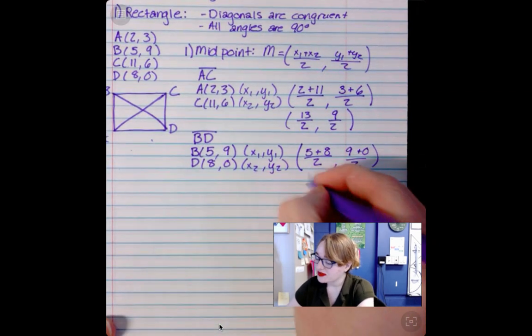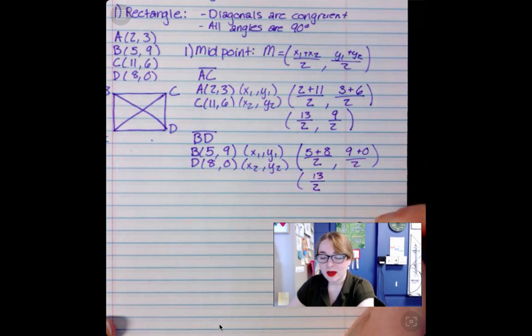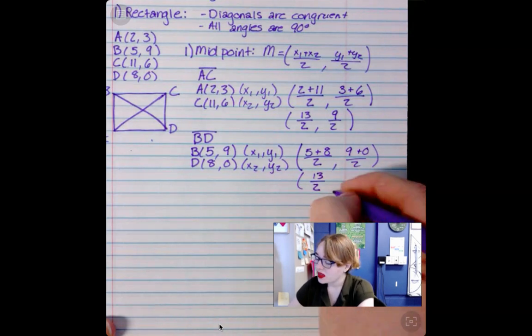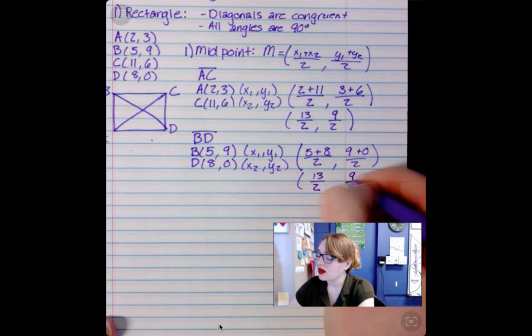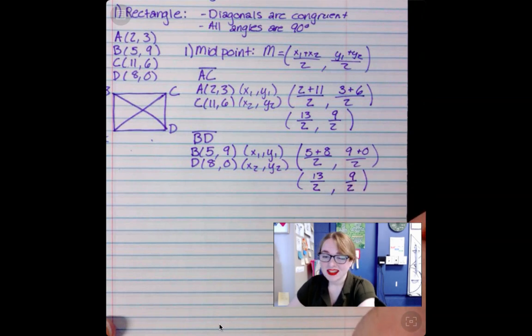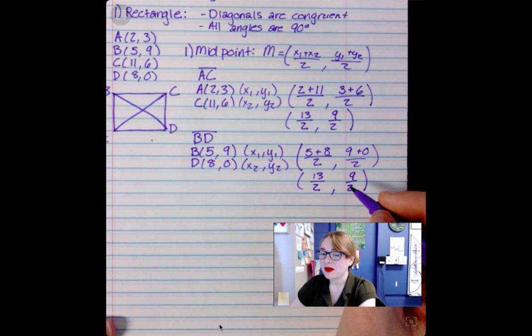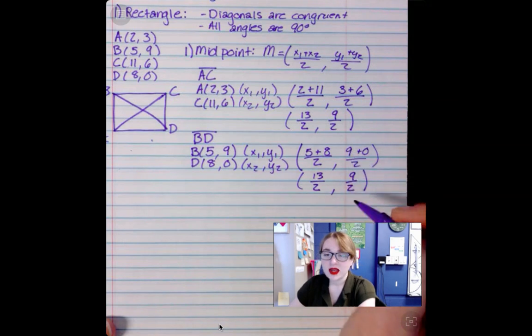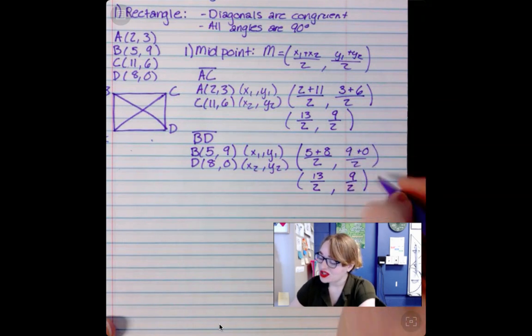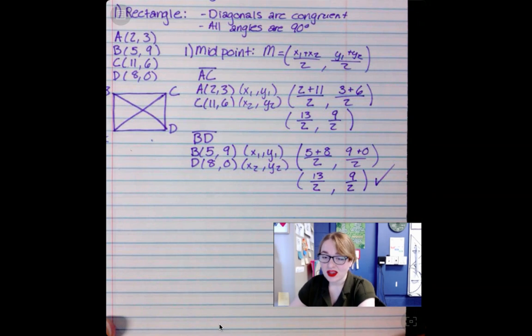5 plus 8 gives us 13, divided by 2, and since that's not going to come out cleanly, I'm just going to leave it as a fraction. 9 plus 0 gives us 9, also divided by 2. Again, that doesn't divide out cleanly, so I am going to just leave it as a fraction. We can see that our two midpoints match, so this is in fact a parallelogram.